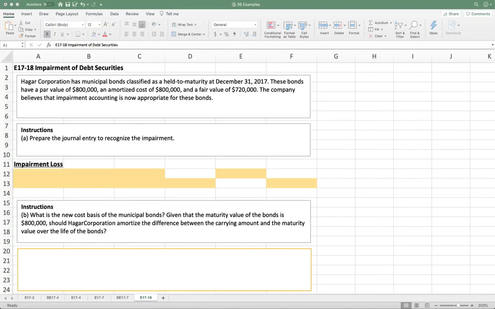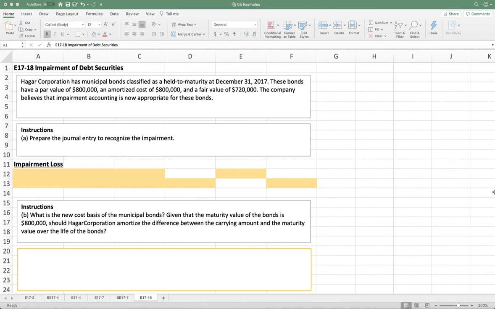In this example, Hager Corporation has municipal bonds classified as held to maturity at December 31st of 2017. These bonds have a par value of $800,000, an amortized cost of $800,000, and a fair value of $720,000. The company believes that impairment accounting is now appropriate for these bonds. Prepare the journal entry to recognize the impairment.